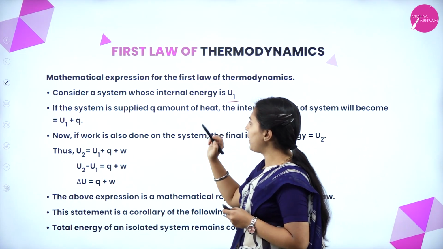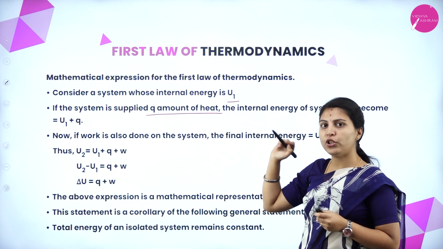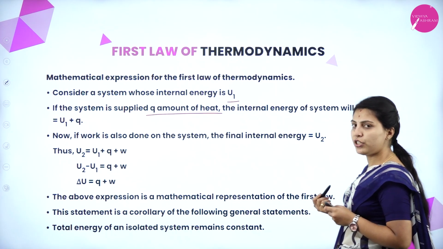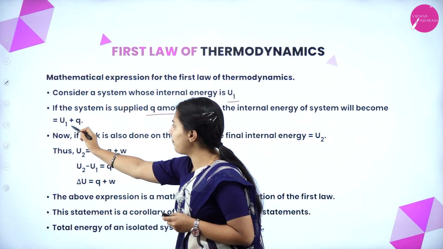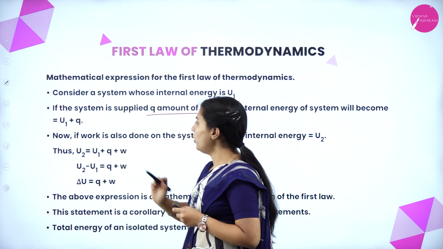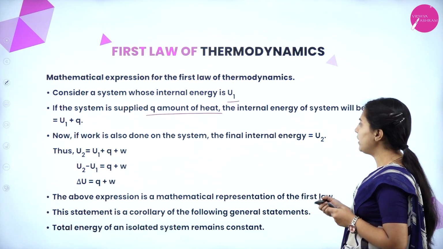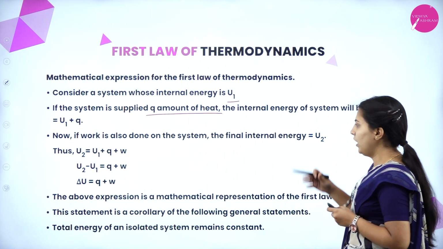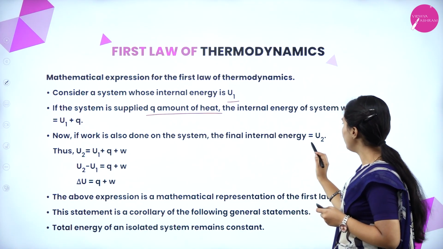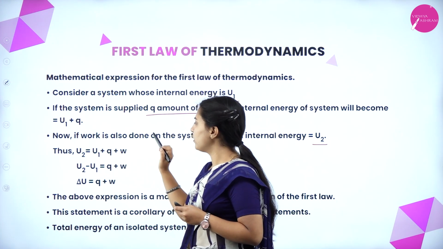If the system is supplied Q amount of heat, what will happen to the internal energy of the system? It will become U1 plus Q, because this is internal energy and this is heat. Now, if work is also done on the system, what will the final internal energy become? On the same concept, work will be added, so U2 will be equal to U1 plus Q plus W.